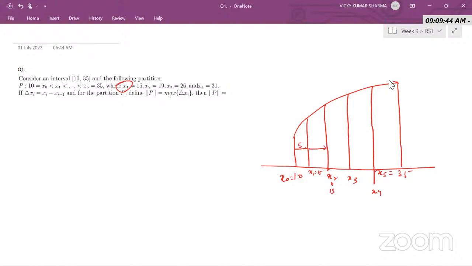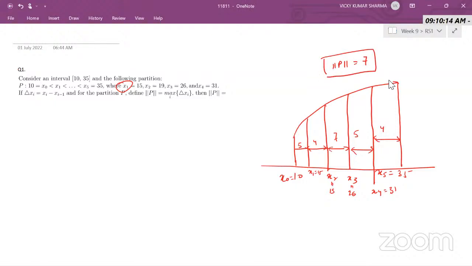All of you can quickly solve this and tell me. 4. What about X3? X3 is 26, so the width is 7. And the next one is 31, so this is going to be 5. And the next one is 4. Okay, so now what is norm of P here? 7. Norm of P is 7.